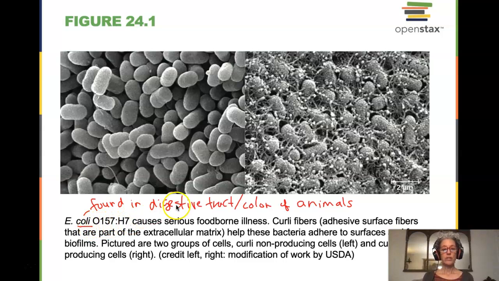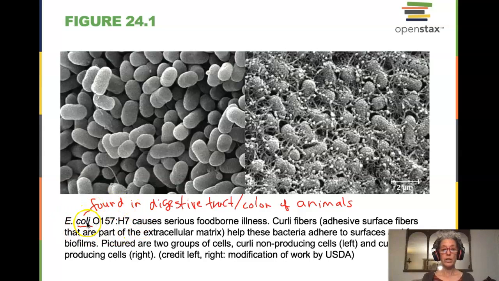0157H7 is found in the digestive tract of animals. We have E. coli in our digestive tract, but it is a different subspecies or a different strain of E. coli. The O and the H refer to parts of the lipopolysaccharide outer membrane of gram-negative bacteria, so the LPS. And it's the particular O antigen and H antigen combination.